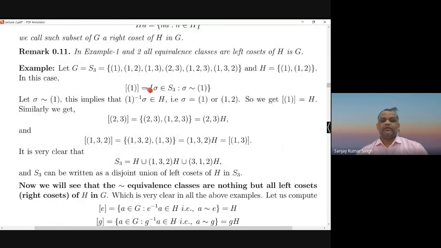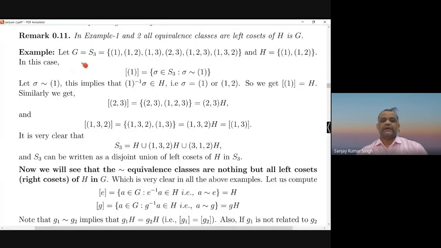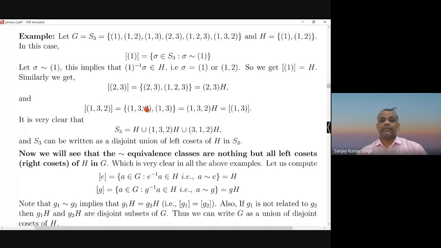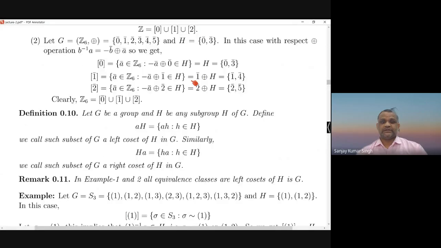And now some examples. In this example, you can easily check what the left coset and right coset are. Similarly, if I take G equal to S3, written like this, and H equal to the group generated by (1 2), which is just a group of order 2, then with respect to this group I can compute the left cosets and the equivalence classes with respect to this relation.